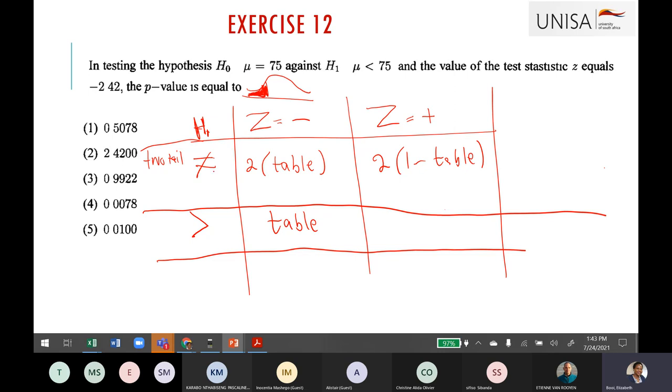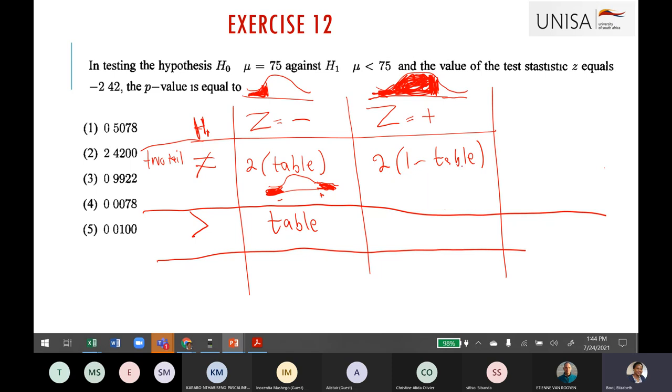When we make a decision here, that's why we multiply by 2, because we're taking into consideration that area and that area. We take that small portion and split it into the negative and the positive, so they share that. On the positive side of the table, it takes the bigger portion. We don't want the bigger portion, we just want the smaller portion.